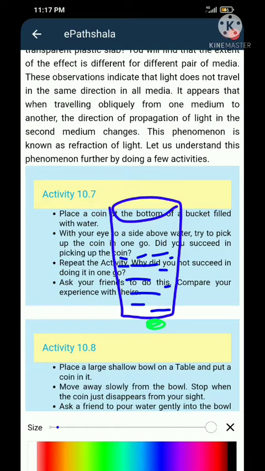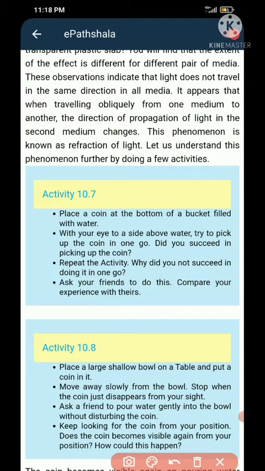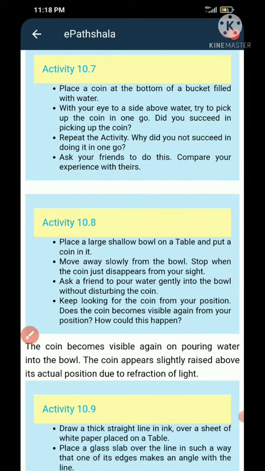The light which comes from the coin to strike our eyes, suppose from the upper side we see the coin, then you know that the light is bent away. Suppose it is full of water here, light moves in a straight path, so your coin appears here as raised. The next activity also belongs to the same; you can perform it with a bowl also.